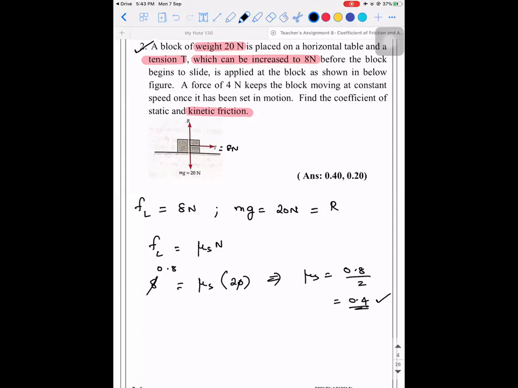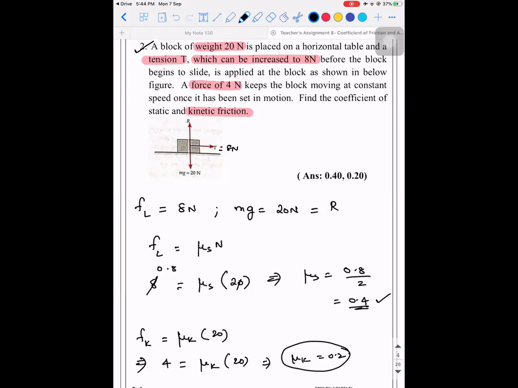Okay. Now they are saying an important point. Once the block starts moving, how much is the force that is required to keep the block in motion? 4 Newton. So kinetic friction is equal to mu_k into N. So it will be mu_k into the same 20, which is 4. I'm taking the outer limit, okay? Mu_k into 20 equals 4, so mu_k will be 0.2. So this will be the required value.